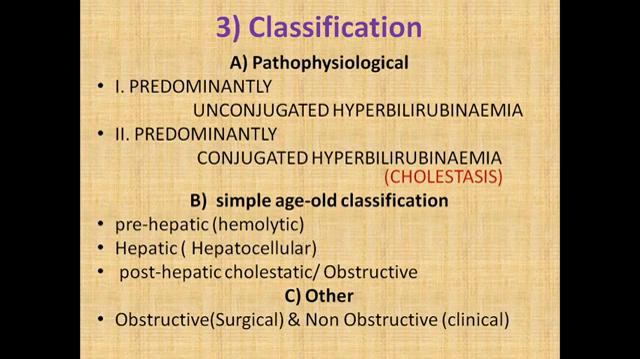Prehepatic means hemolytic causes, hepatic means hepatocellular, and post-hepatic means cholestatic or obstructive. And in the other classification, surgically treatable causes means obstructive, and non-obstructive, medically treatable is clinical. Either surgical jaundice is there or clinical jaundice is there. Nowadays, we most commonly follow the pathophysiological classification, which is predominantly unconjugated or predominantly conjugated hyperbilirubinemia.